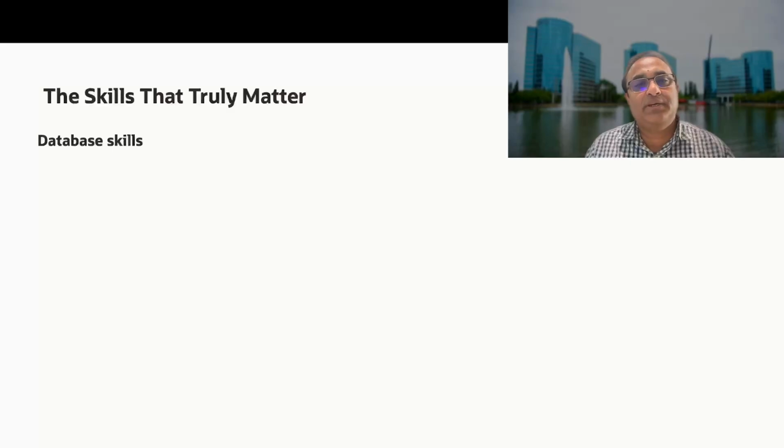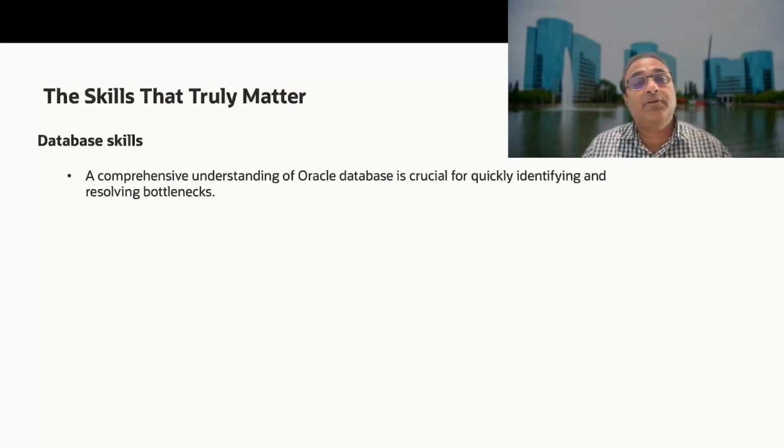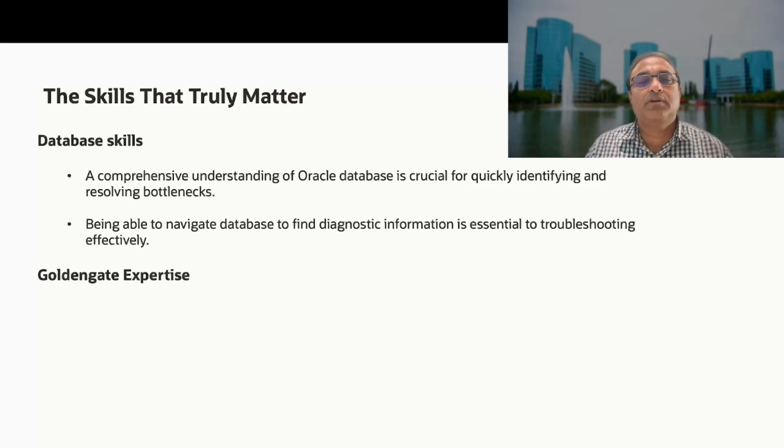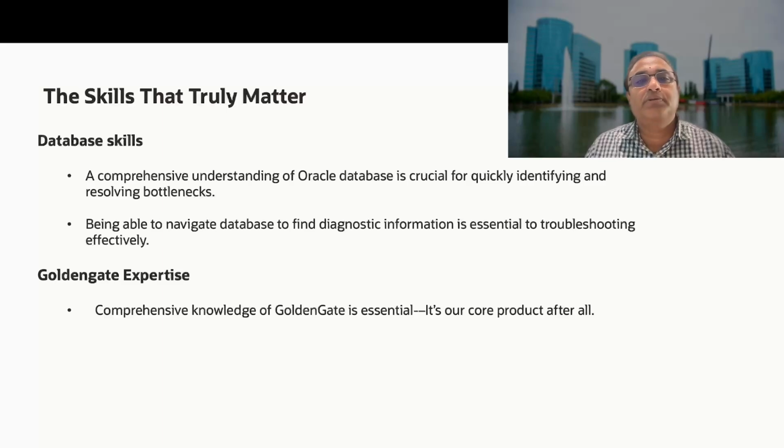Skill number 1 is database. Databases are our endpoints. We are capturing from, we are applying into database. In this case, it is Oracle database, of course. Comprehensive understanding of Oracle database is crucial for quickly identifying and resolving bottlenecks. Next comes GoldenGate expertise. GoldenGate is our core product. To get most out of this session, comprehensive knowledge of GoldenGate is essential.